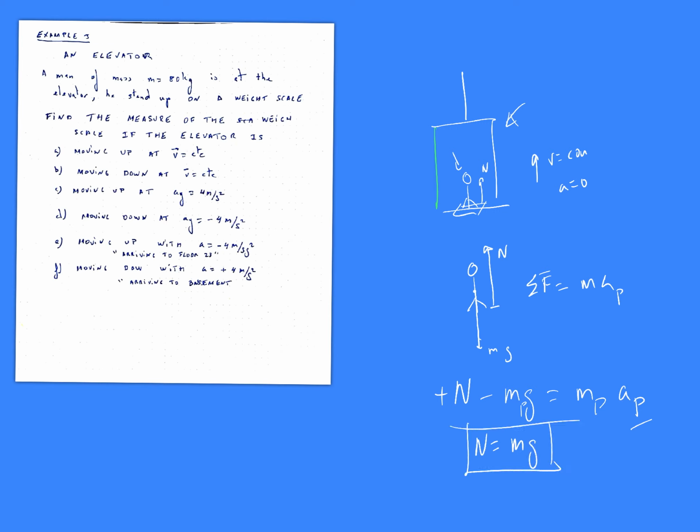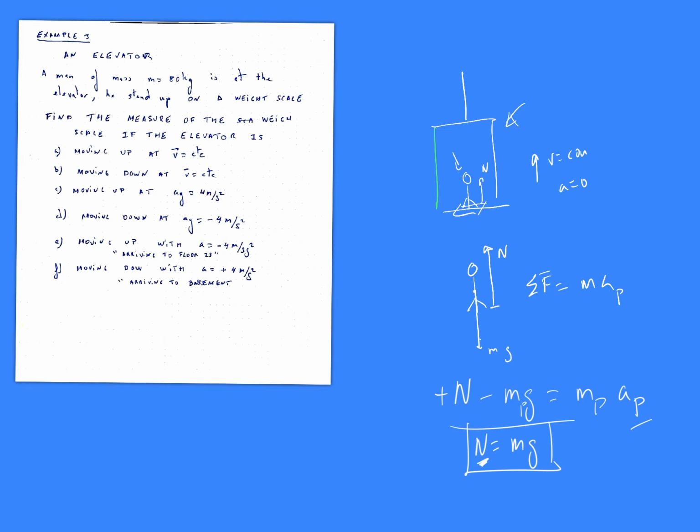So the scale will measure the normal force. And the normal force will be exactly the same as mg. So when he's moving up at constant velocity, the normal force is mg. When he's moving down, the normal force is mg. Now I will do moving up with 4 meters per second squared. If now he's moving with acceleration, now things will change.